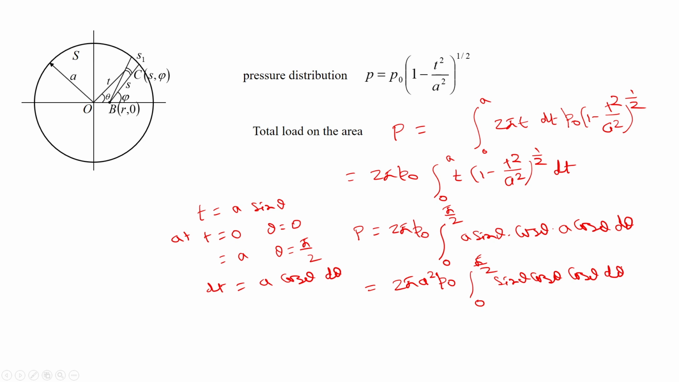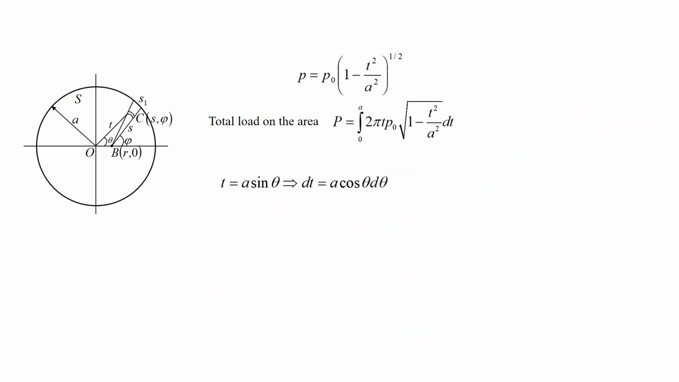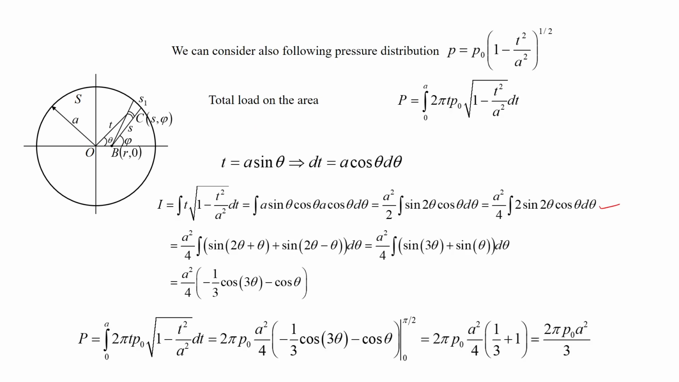See here, 2 sin theta cos theta can be written as sin 2 theta. So, it will be pi a square p 0, integral from 0 to pi by 2, sin 2 theta cos theta d theta, and this is of the form 2 sin a cos b. So, 2 sin a cos b will be sin(a plus b) plus sin(a minus b). So, we can do all that and finally calculate the total pressure.